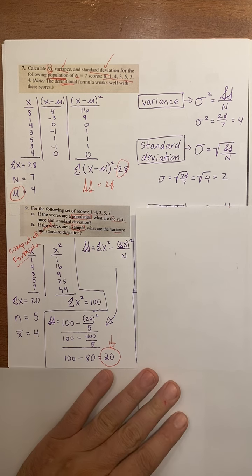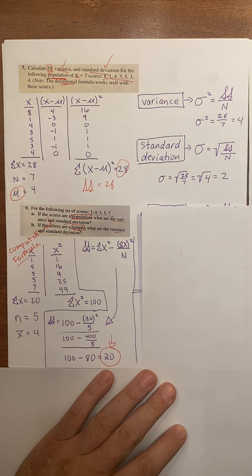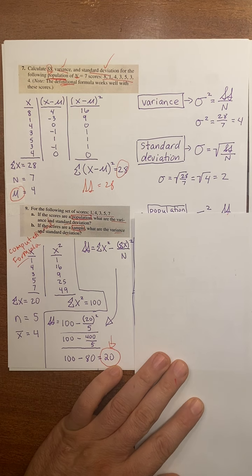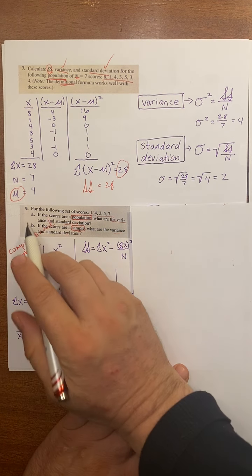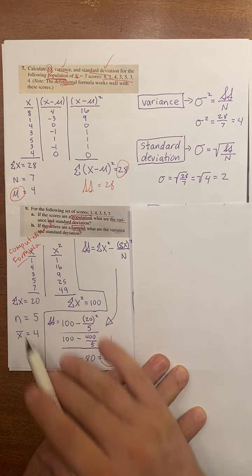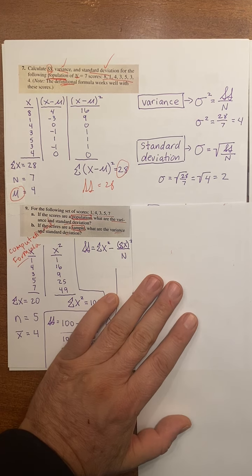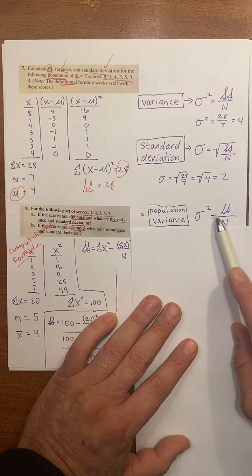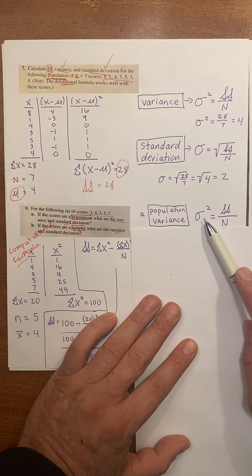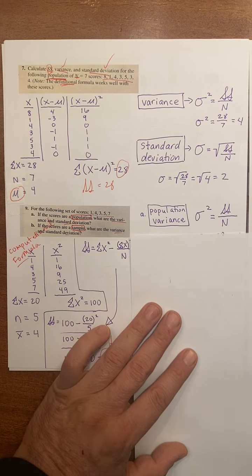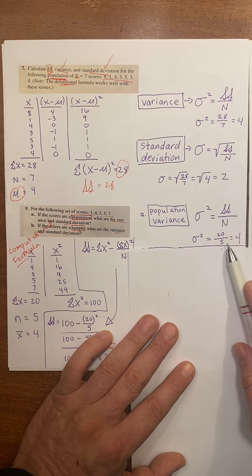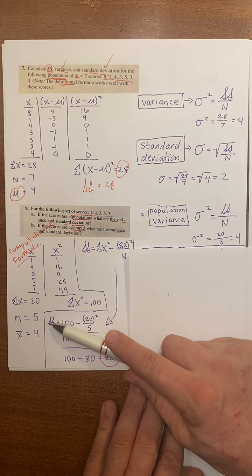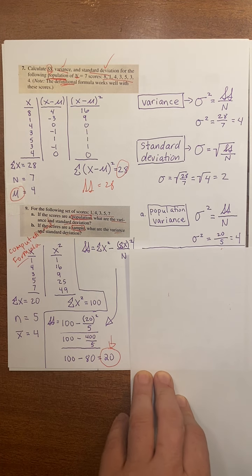From there, though, now we have to pay attention to the symbols and whether we're talking about population data or sample data. So for question A, they're saying assume all this is population data. So let's do the equations accordingly. For population variance, this is the formula. Sigma squared equals sum of squares over n. The values that we get for that are that 20 divided by 5 equals 4.